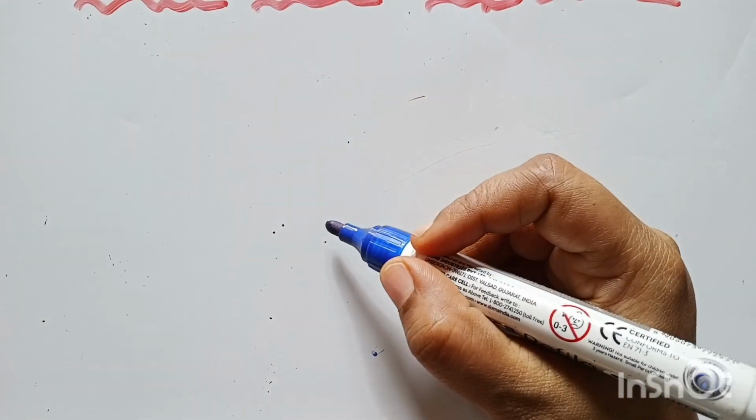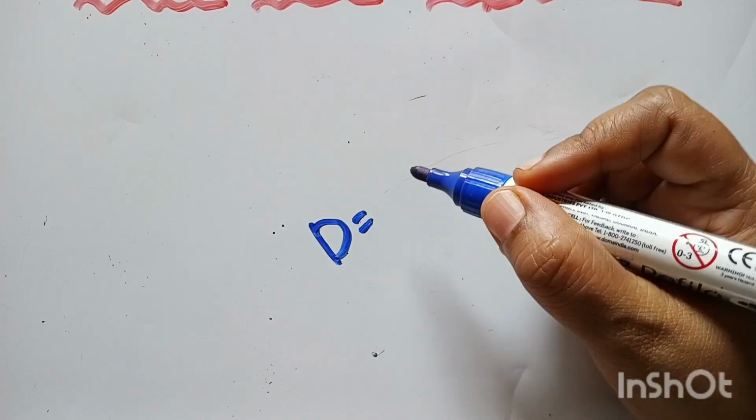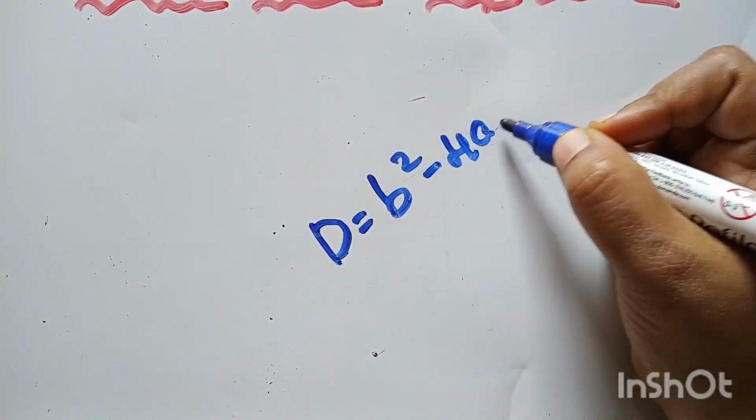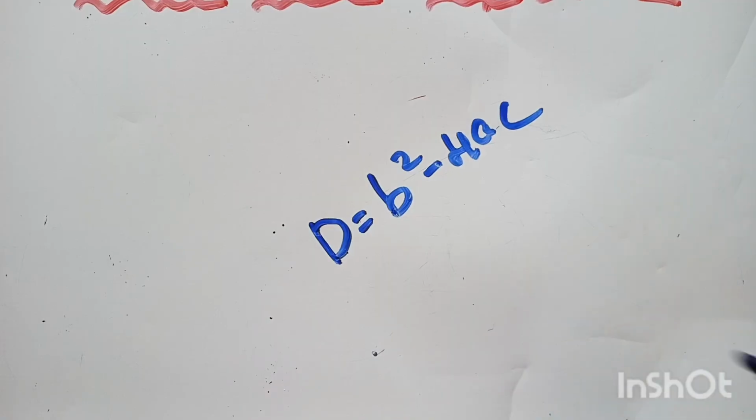Next is the discriminant of a quadratic equation. The discriminant of a quadratic equation, D is equal to b square minus 4ac. This is called the discriminant of a quadratic equation. One important point is that the roots depend on whether the discriminant is equal to 0, greater than 0, or smaller than 0. This is also very important.